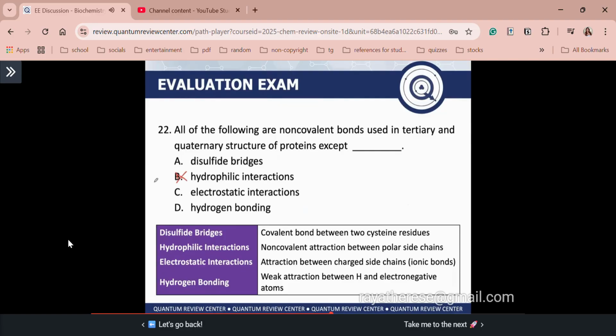Electrostatic is ionic. That's your ionic attraction between your side chains. And hydrogen bonding, of course, is the attraction between your hydrogen atom and electronegative atoms. Sir, clearly answer is letter A. Yes po, very good. Answer for 22 is letter A.